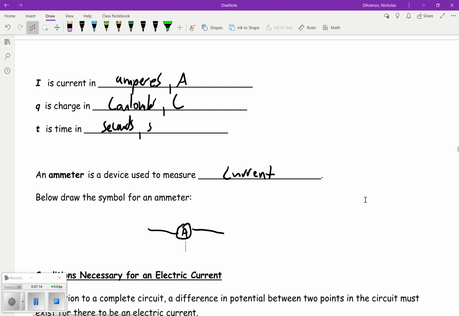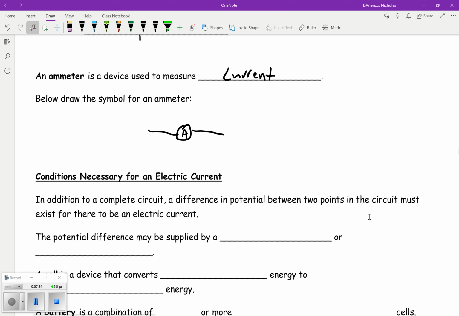Now we can take something like this, a device to measure current, and put it into a circuit to measure how much current is flowing through a particular point. We could also take this and put it into a river to measure how much current is flowing through a particular point at a particular time.